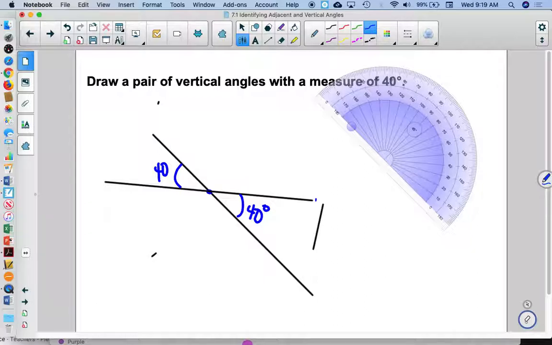Now then, if this one measures 40, this is the one you measured. Then this one here has to agree. Put it here. Does it measure 40? Yeah. You see, these two are your vertical. These two are not.